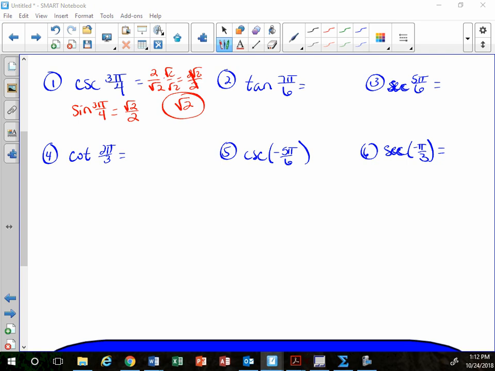Okay, so sine, cosecant. Cosine, the secant. So since it's cosecant, I'm going to treat it like a sine. I'm just going to use the sine of 3 pi over 4. So this is root 2 over 2. That's to actually turn it into cosecant.